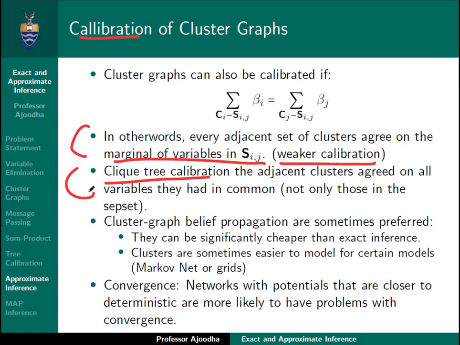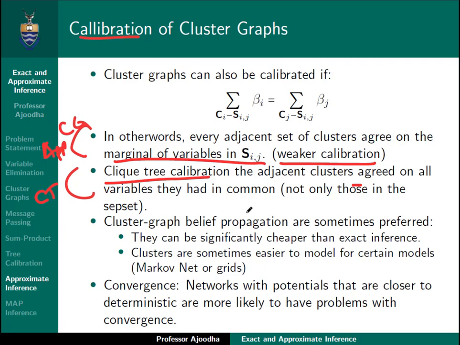Okay, so this is the difference between approximate inference using cluster graphs and using cluster trees, the clique trees. So there is a big difference, right? Here we had agreement on all variables they had in common, not just the subset, and then here it's only on the subset. Great, so that's really nice.